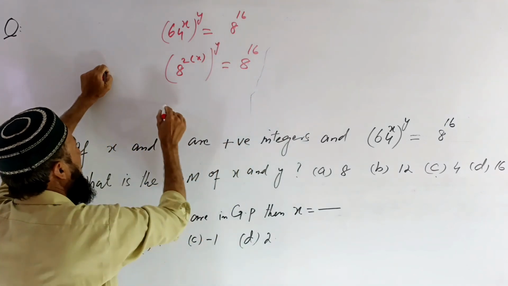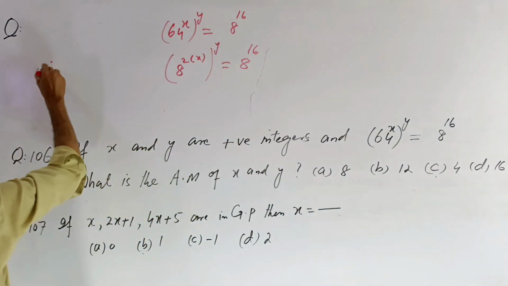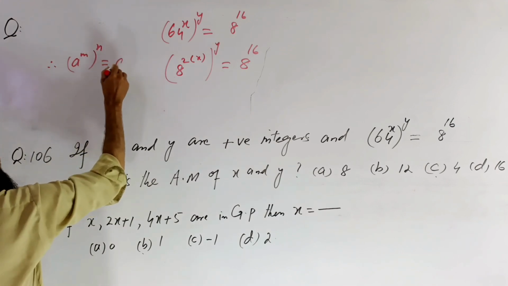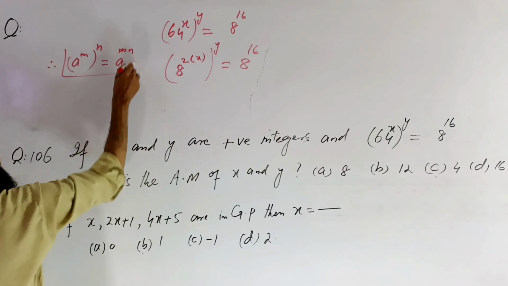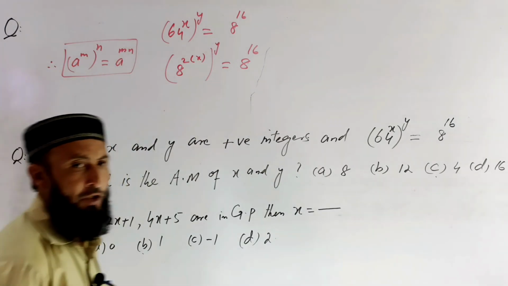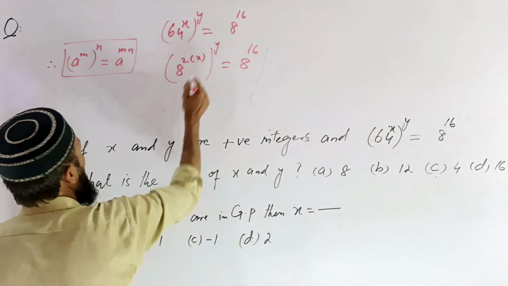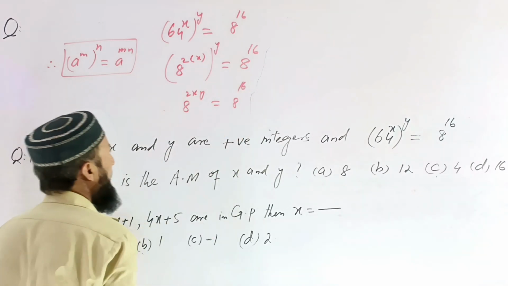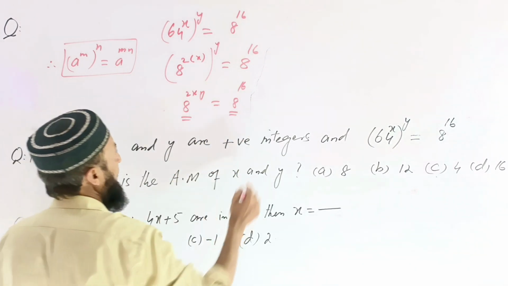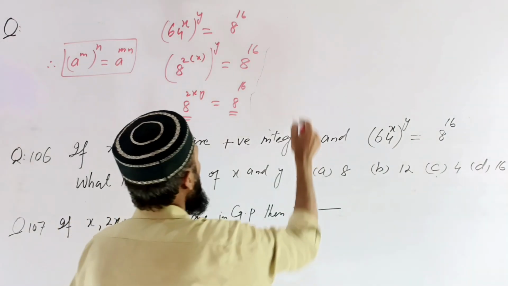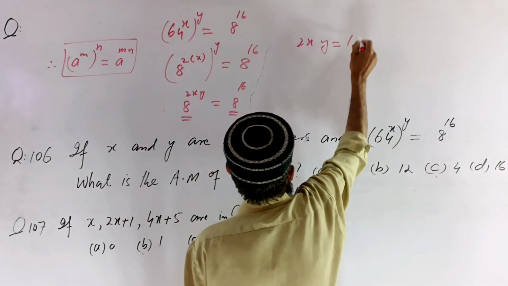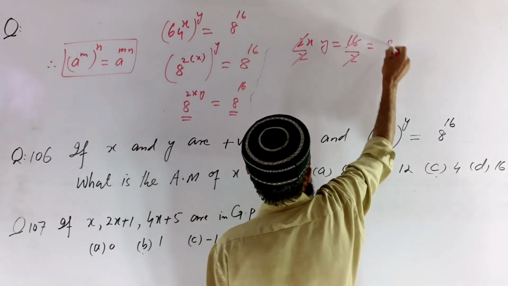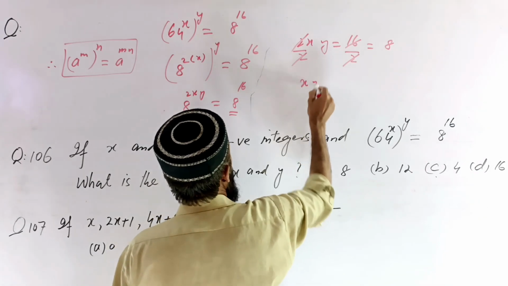Now, according to the double exponent formula, a power m whole power n, we can write a power mn. So we can apply the double exponent rule here and write 2xy is equal to 16. Here the bases are the same, so we can compare the exponents with each other. 2xy is equal to 16, dividing both sides by 2, we get xy equal to 8.